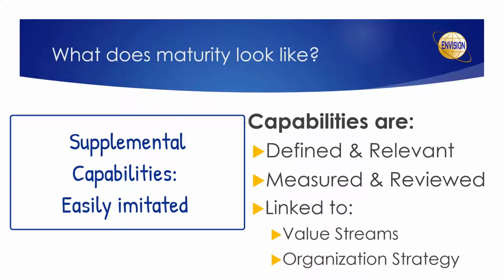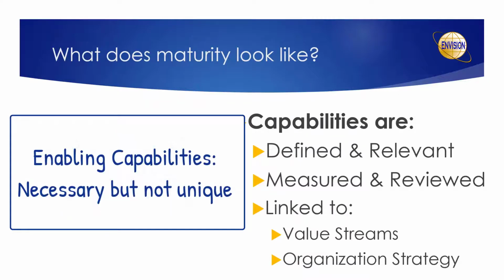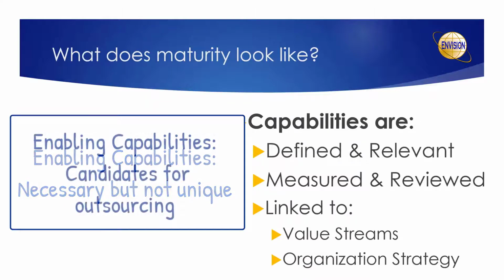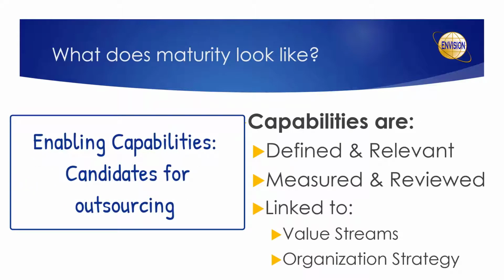Supplemental capabilities are defined as those that can add value to core capabilities but can be imitated. And enabling capabilities are defined as those that are necessary but not sufficient in themselves to competitively distinguish a company. In other words, enabling capabilities are those which a firm has to do in support of its normal operations and core capabilities. Enabling capabilities are distinguished from supplemental capabilities in that they are required but do not necessarily add value to core capabilities. These capabilities are candidates for outsourcing.